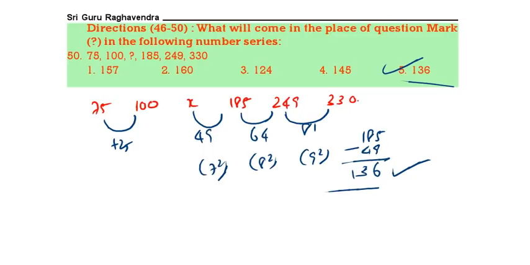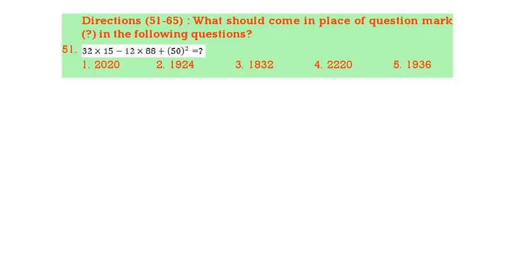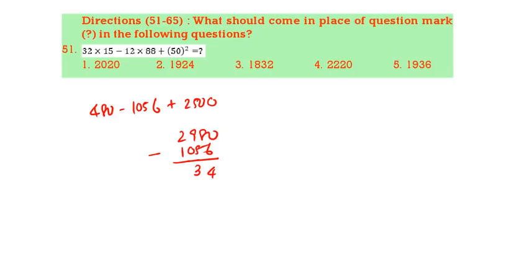Next question 51. 32 into 15. What is 32 into 15? 480. Then 12 into 8, 96. 96 plus 9, 105. 1056 plus 2500. That is 2980 minus 1056. 10 minus 6, 4. 7 minus 5 is 2. Then 9, then 1. It is 1924. 2 is the correct answer.